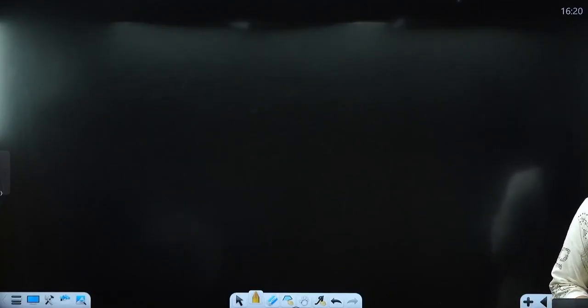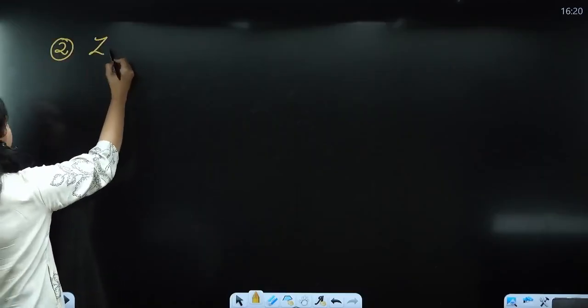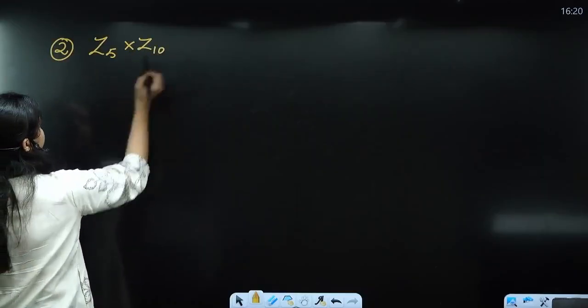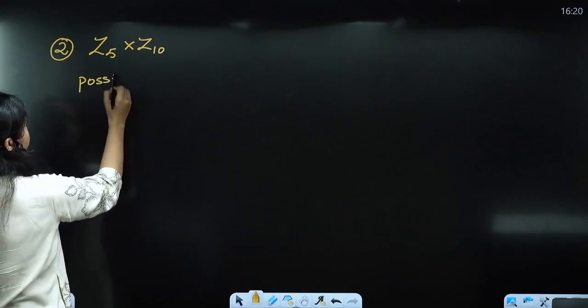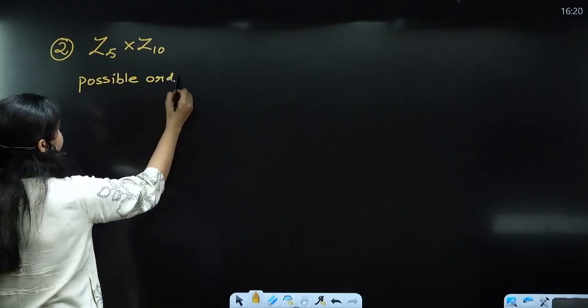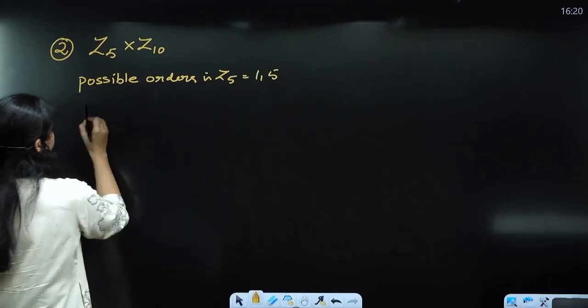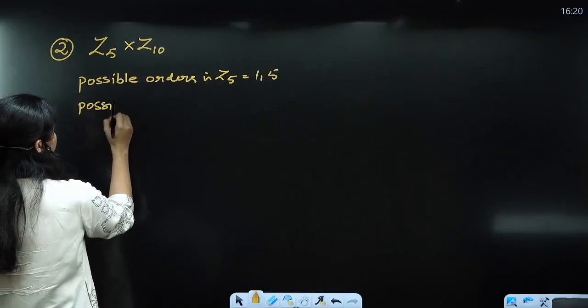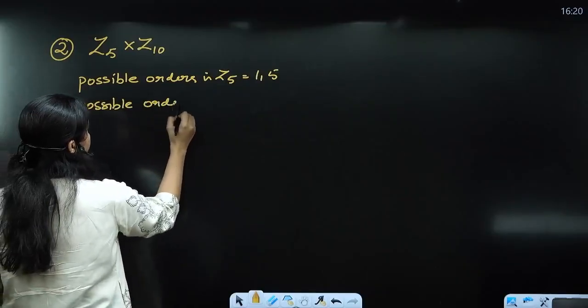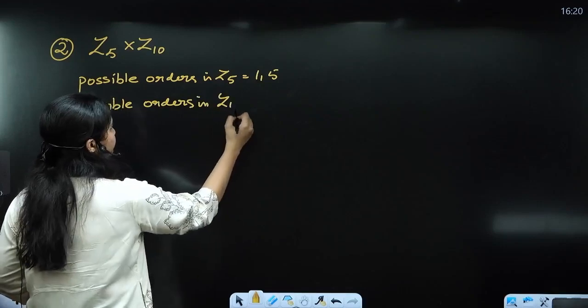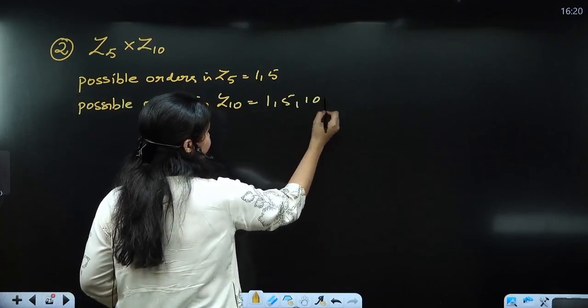Okay, let's calculate the order of elements for a specific group. So let's take Z5 cross Z10. Second one is Z5 cross Z10. Now possible orders in Z5 are 1, 5, right? And possible orders in Z10 are going to be 1, 5 and 10, right?